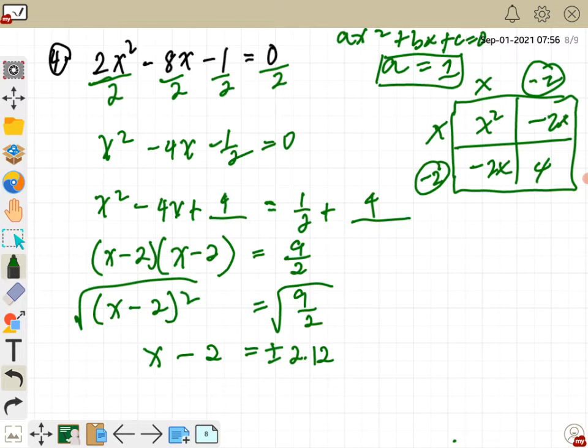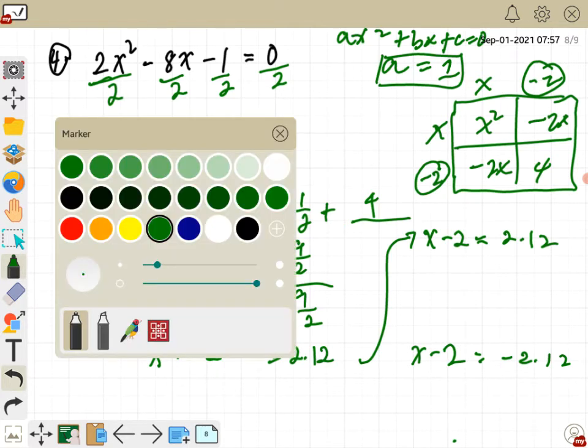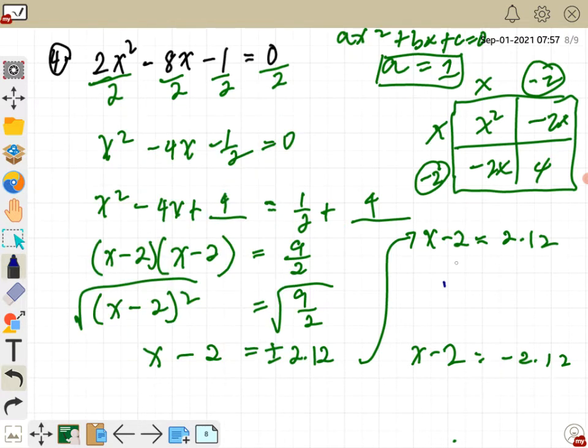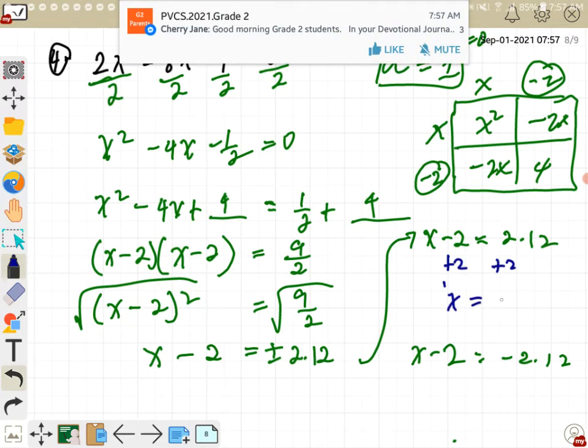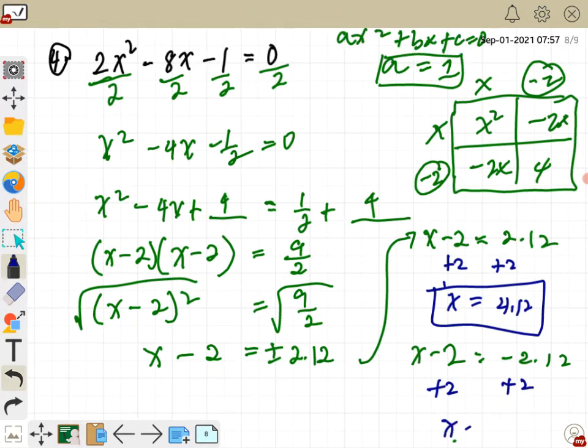So this is the time now that we solve for x, one for the positive square root, which is positive 2.12, and the other one is for the negative, which is negative 2.12. Solving for x, plus 2 and plus 2, you'll have 4.12, which is our first solution, and plus 2 and plus 2, you have x equals negative 0.12, which is our second solution.